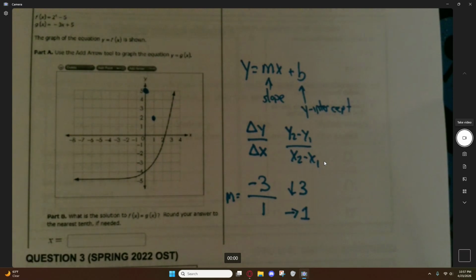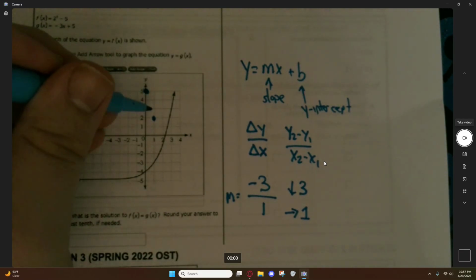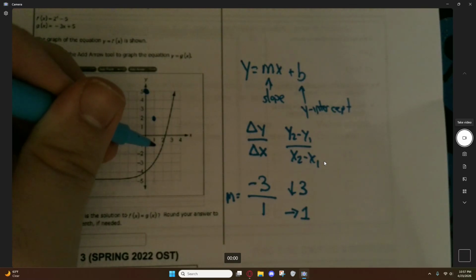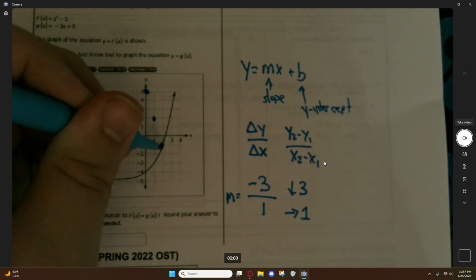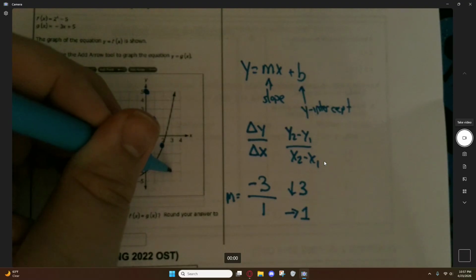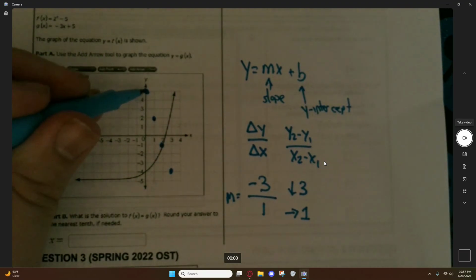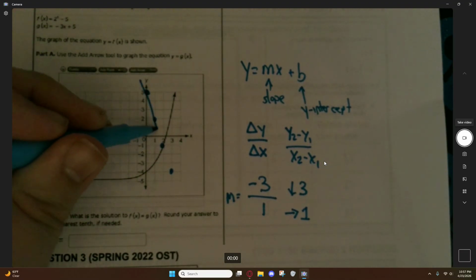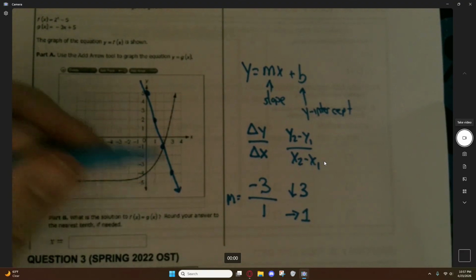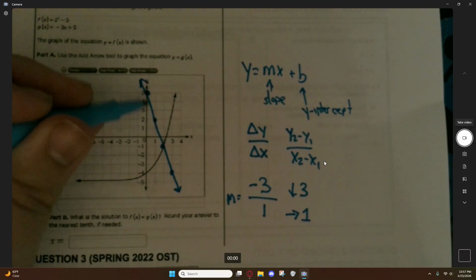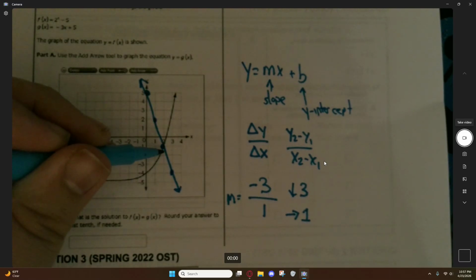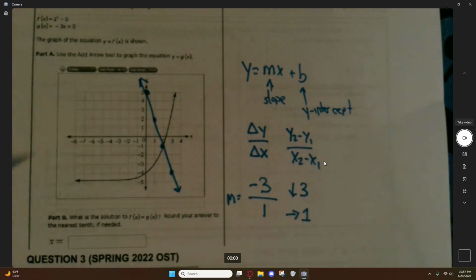I believe that at this point the add arrow tool will automatically connect the points and put the arrow in for you. I believe at 2 points the add arrow tool will just put it in. But you go down 3 over 1, down 3 over 1, down 3 over 1. Okay, that's all you do.